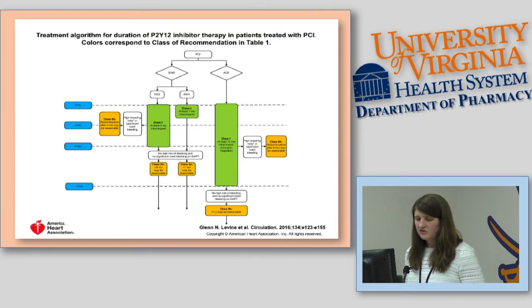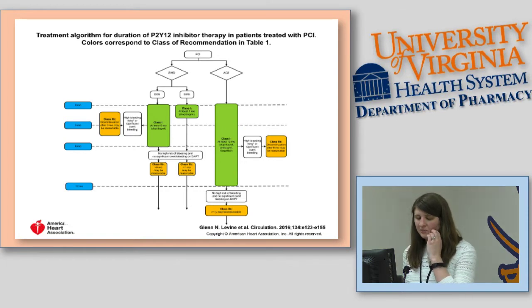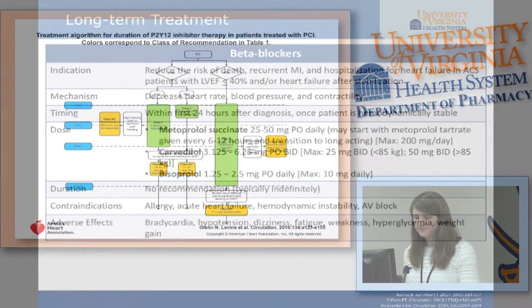On this slide, we have the guidelines for recommendations for use. And you can see that depending on the procedure that was done or the acute coronary syndrome you went through, as well as your risk of bleeding, you can range anywhere from 1 month to a year or more than a year. So it can be very patient specific how long these patients will be on the medication.